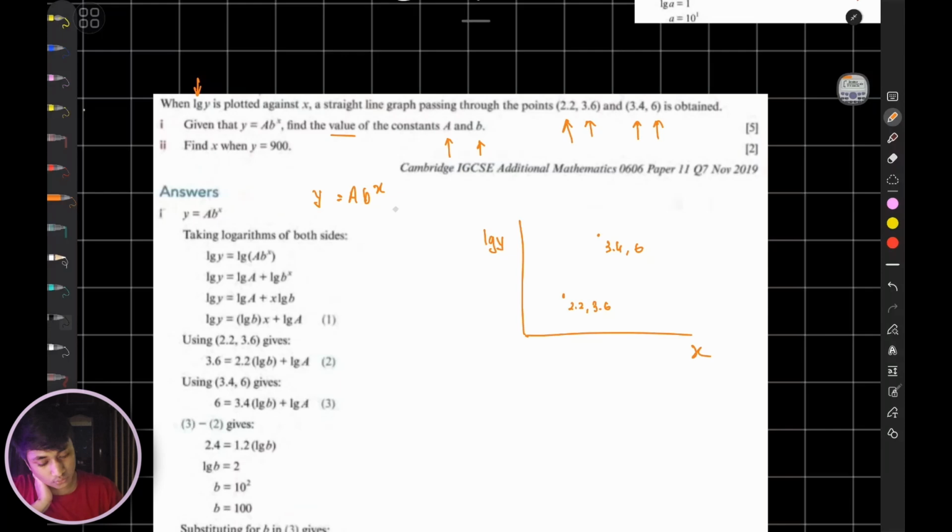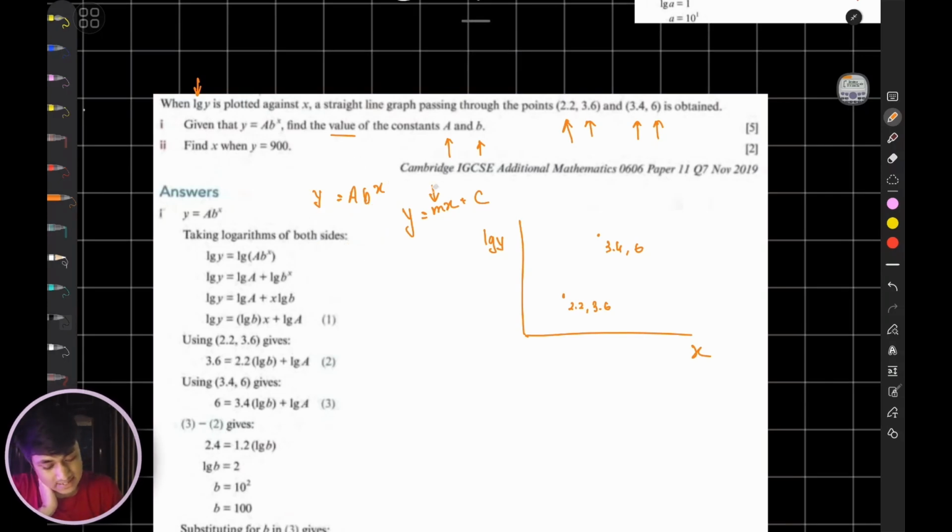Now, what are they asking you to find? The constants. So to find the constant, I have to linearize this equation. I have to make this an equation that is similar to y equals mx plus c. Why? Because to find the gradient, I have to use these 2 points, which are part of a straight line. Rise divided by run, right? However, this is not a linear formula, so I have to convert this into a linear formula so that I can compare the main equation with y equals mx plus c.